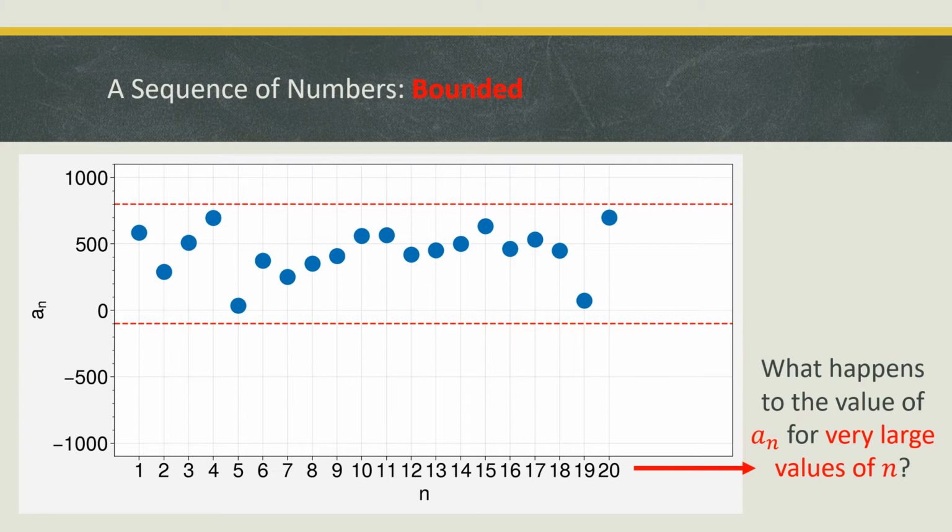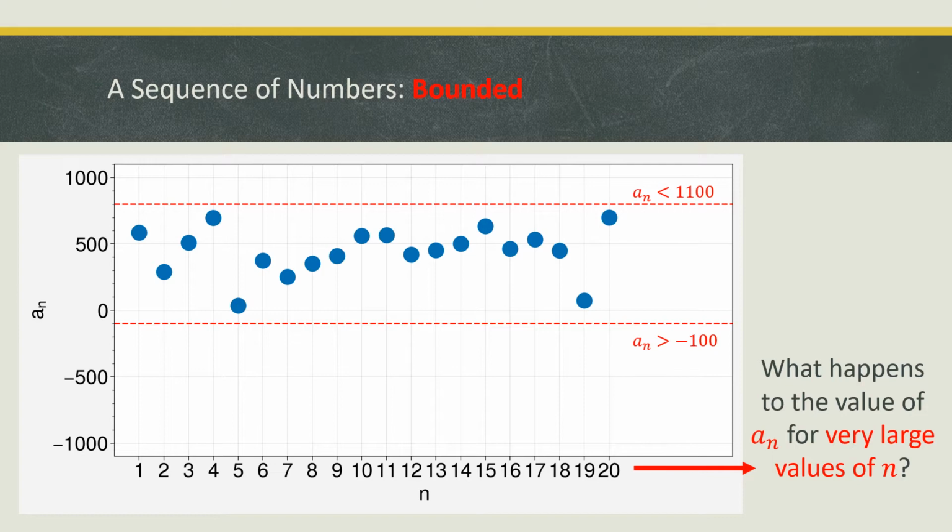Now, we impose conditions so that all terms in the sequence are between minus 100 and positive 1100. Then, we ask the same question. What happens to the value of a sub n for very large values of n? So, that is the question about the terms in this part of the sequence. For this sequence, we can say that all values will be between minus 100 and plus 1100. Therefore, even for very large n, we can say that it will be within that range.